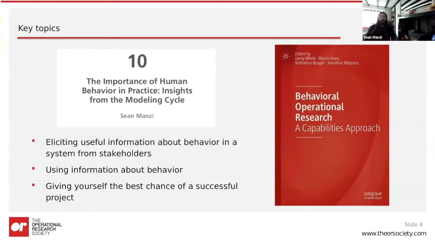Today I'm going to be focusing on chapter 10 of the new Behavioural Operational Research Handbook, a capabilities approach, more of which we'll hear about later. The focus of this chapter, and the talk today, is about eliciting useful information about behaviour in a system from stakeholders, and then using that information, whether in the model building process or in actually building the model itself.